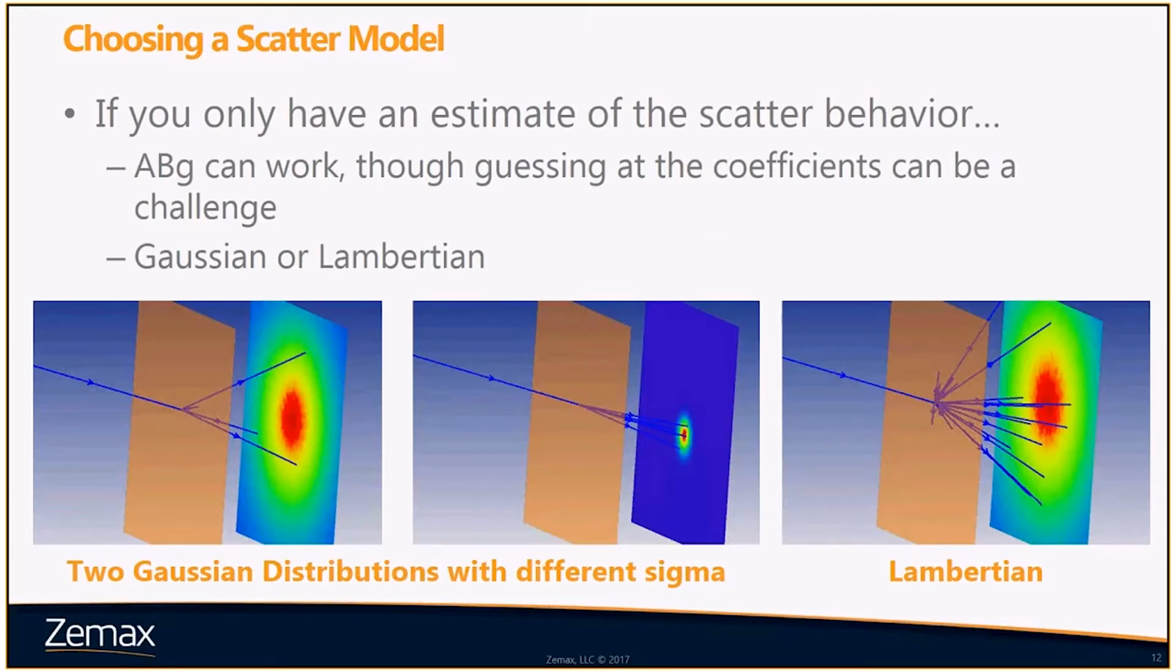If you don't have measured scatter data and all you have is really an estimate of the scatter behavior, there are a few options available for you. Probably the most likely that you'll use would be the Gaussian or Lambertian distributions. So here I've shown two different Gaussian distributions with different sigma values. So you can see how changing that sigma value either narrows or broadens the distribution. And the Lambertian distribution requires no user input. It is always fixed. And ABg is another possibility, though guessing at the coefficients could be a challenge. But if you know generally what your output should look like, you could do a rough estimate of those A, B, and G coefficients and see if you can get close.